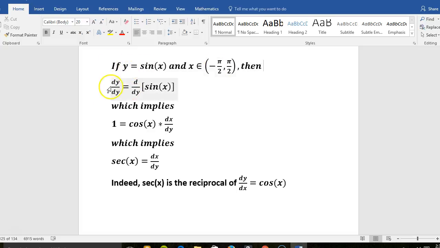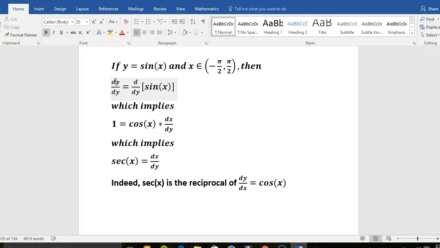So if y equals sine x, if I differentiated both sides with respect to x, first off, before we move on, this would just give me dy by dx equals cosine x. Okay. But now we're wanting to find dx by dy.